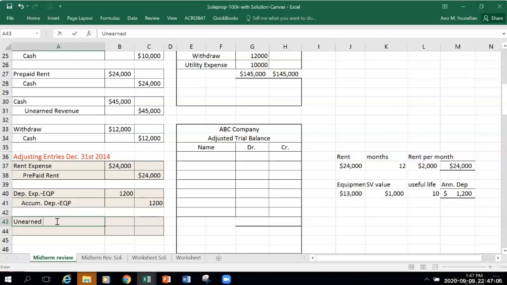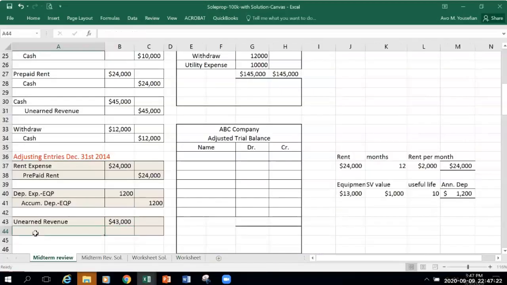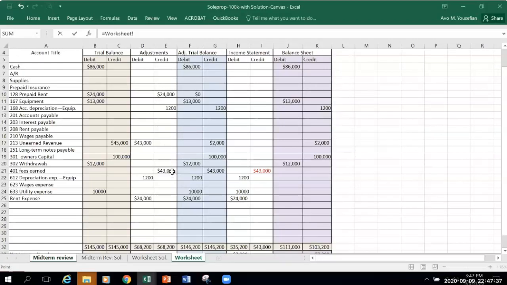So unearned revenue or deferred revenue, the same thing, deferred revenue or unearned revenue. Debit 43,000, right? Equals to here $43,000. That box, enter. And revenue, there you go. Credit side equals to, go to the worksheet and click on revenue, that box. Enter.